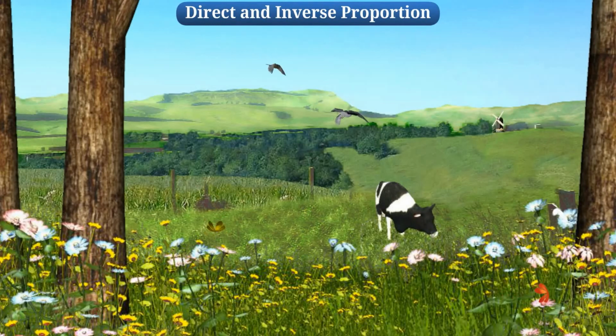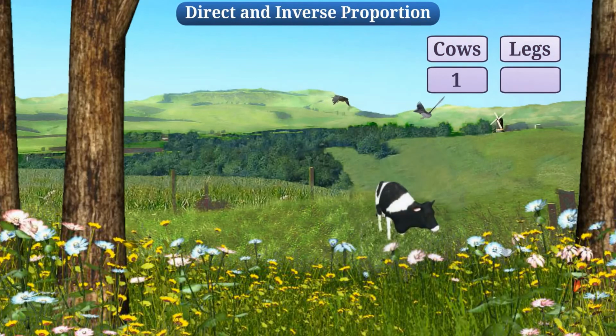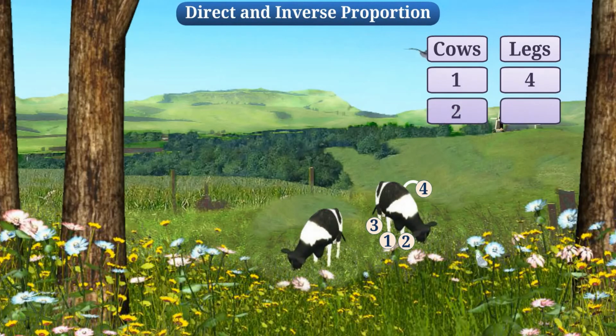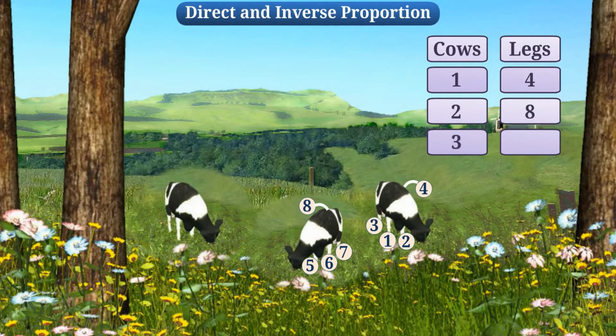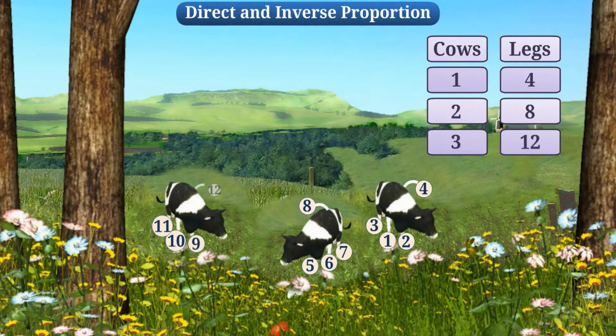In the picture shown on the screen, there is a cow grazing in the ground. We know that one cow has 4 legs. If there were 2 cows, the number of total legs would be 8, isn't it? Similarly, if there were 3 cows, total legs would be 12 and so on.